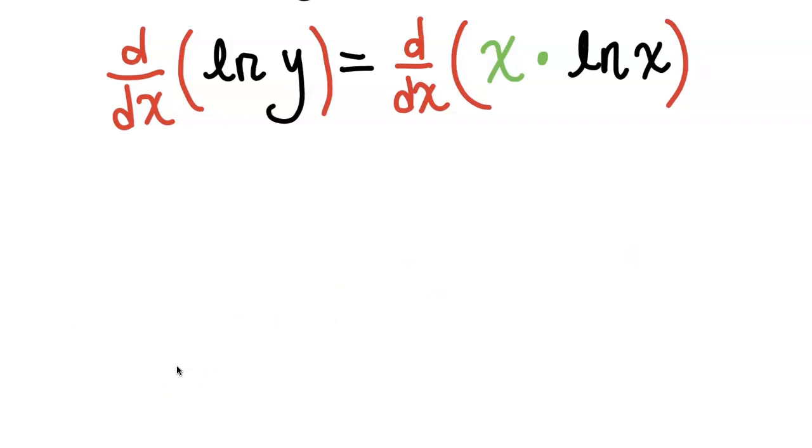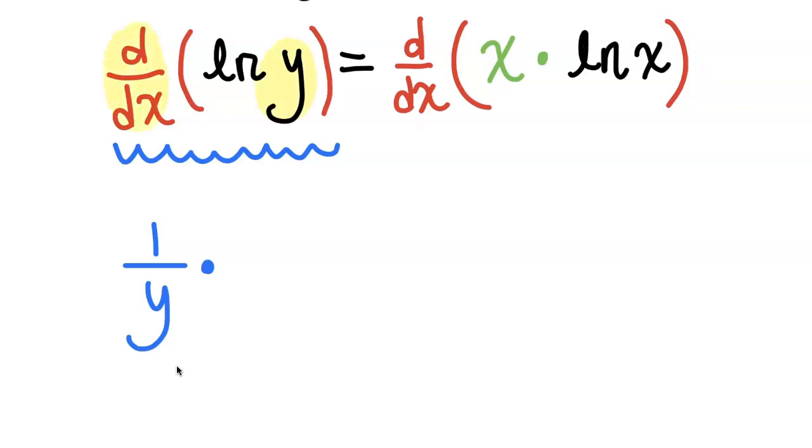So on the left-hand side, let's do this first. What is the derivative of natural log of y? That's going to be 1 over y, but times the derivative of y with respect to x. So what's that going to be? dy dx. Okay, so done with the left side.